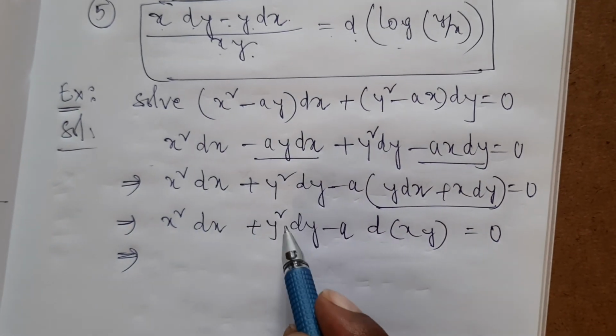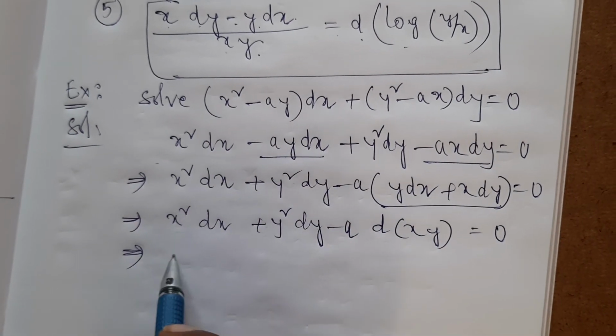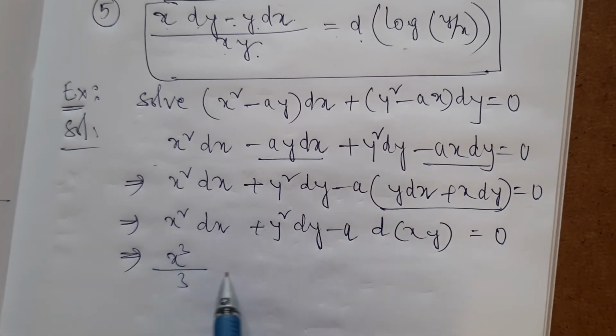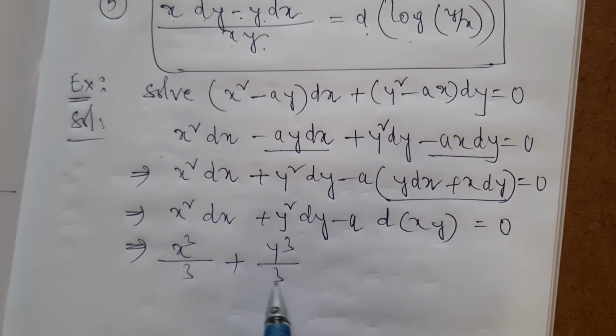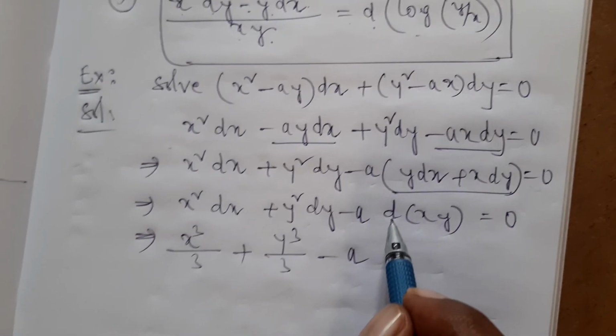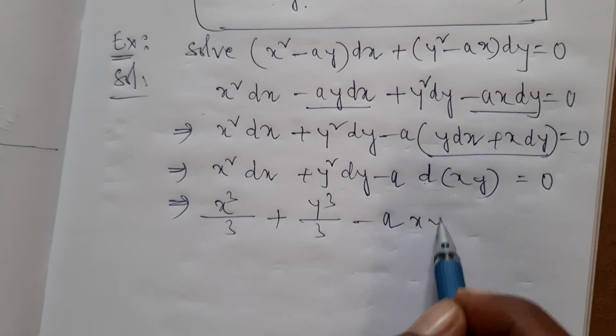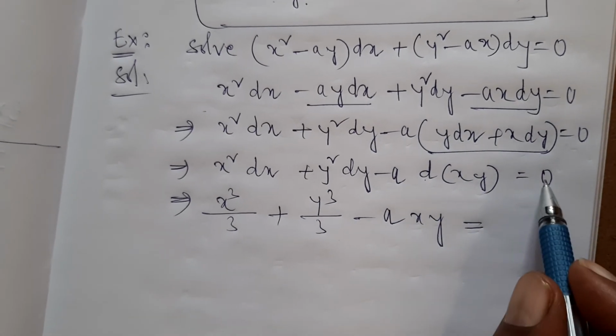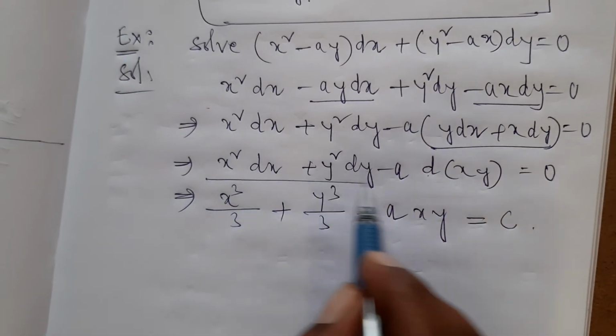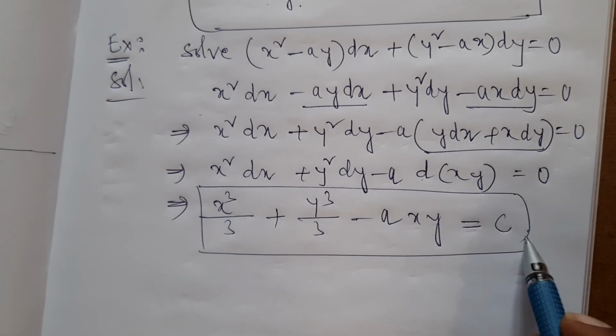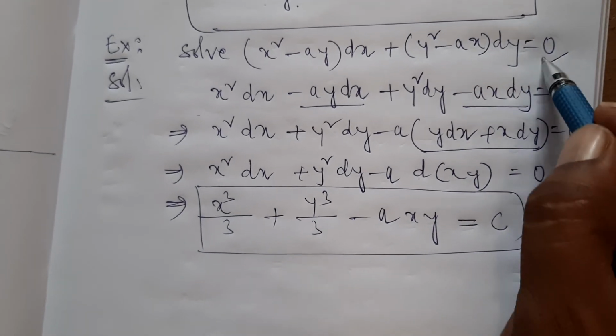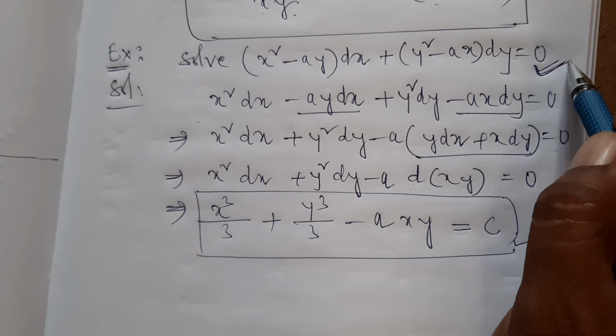Then in order to find the solution, integrate. If you integrate, x cube by 3 plus y cube by 3 minus a into the integral, where the derivative cancels, you will get xy. On this side, the integral of 0 means a constant. So this is the general solution for the given differential equation.